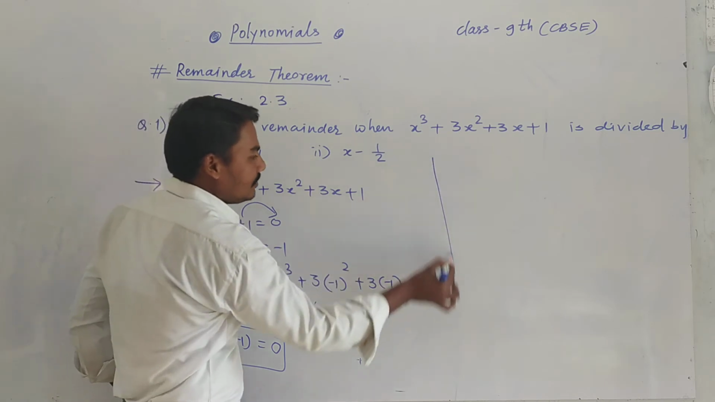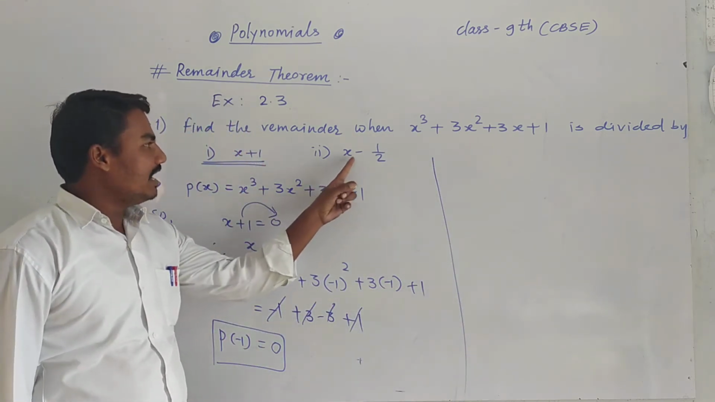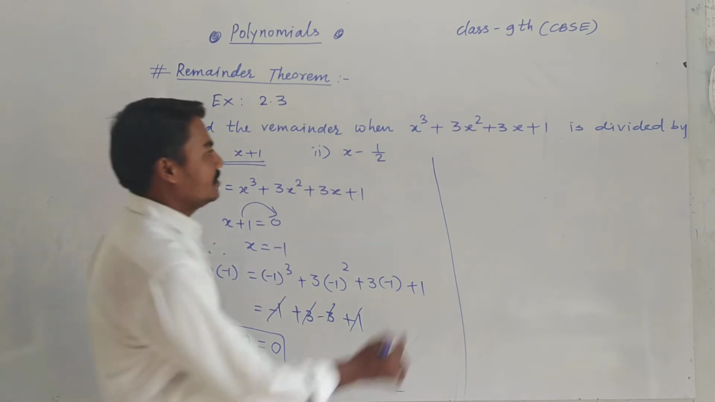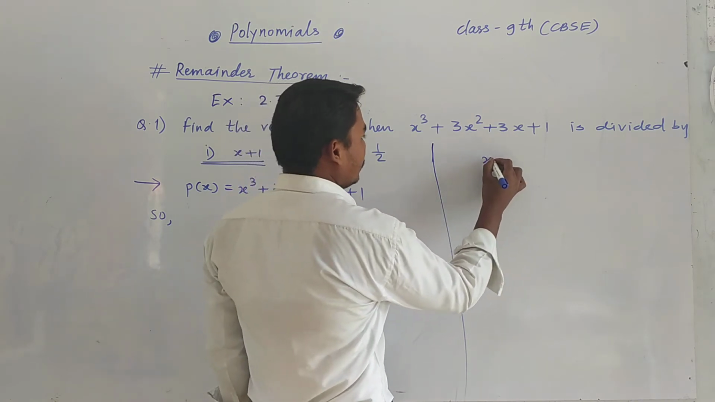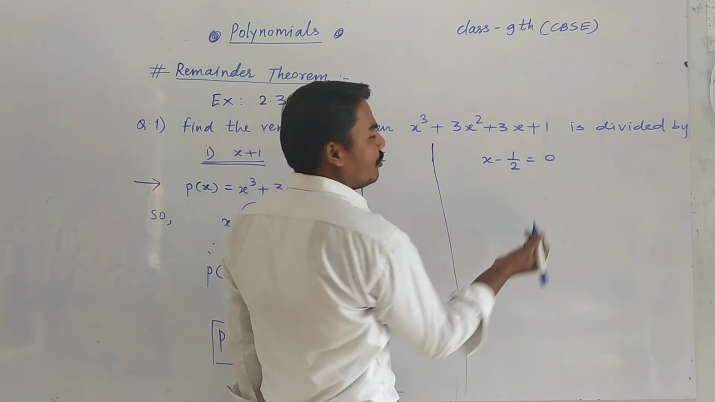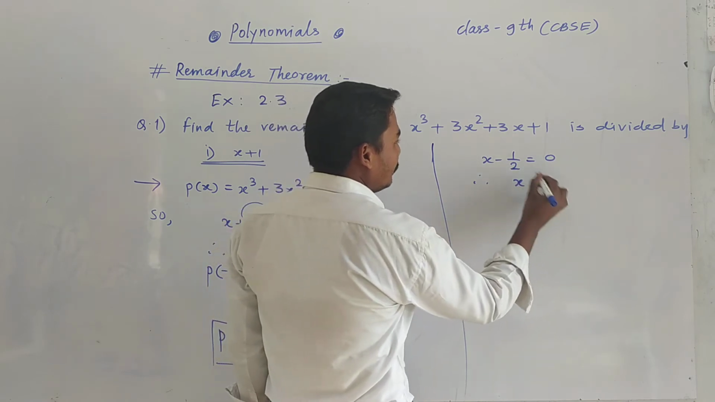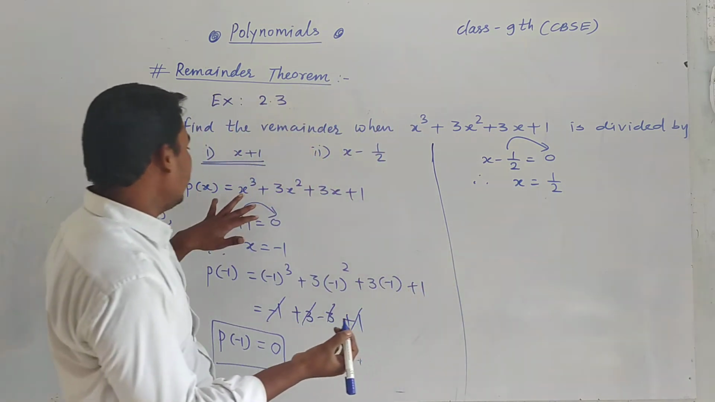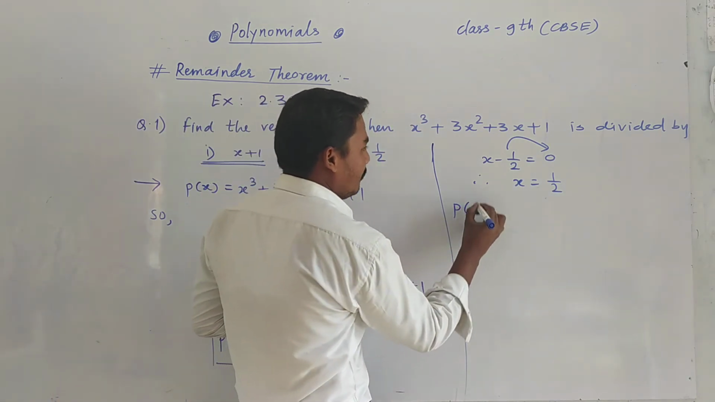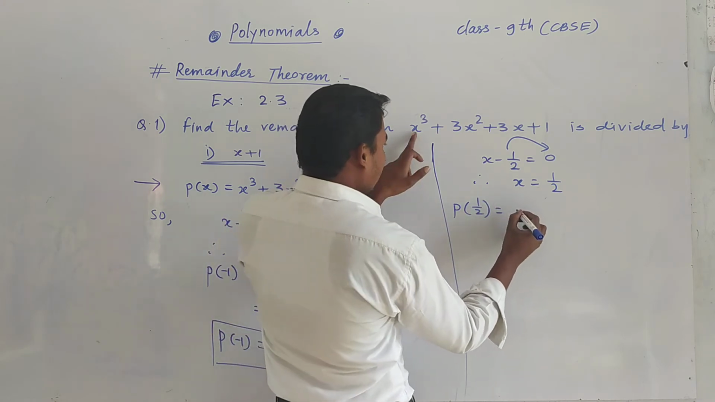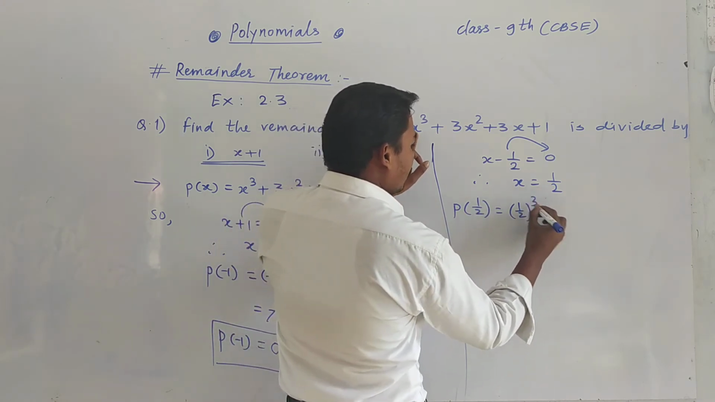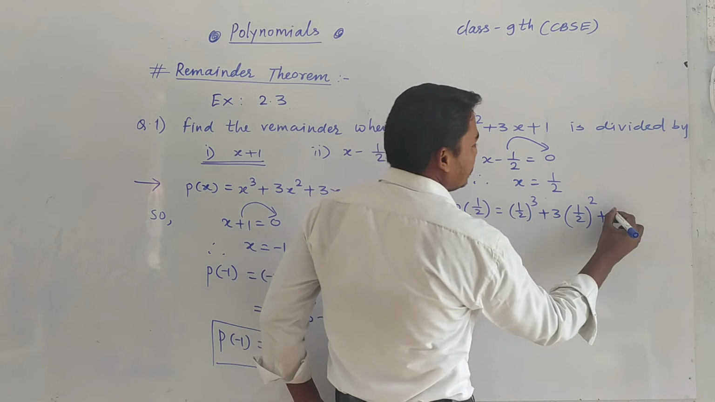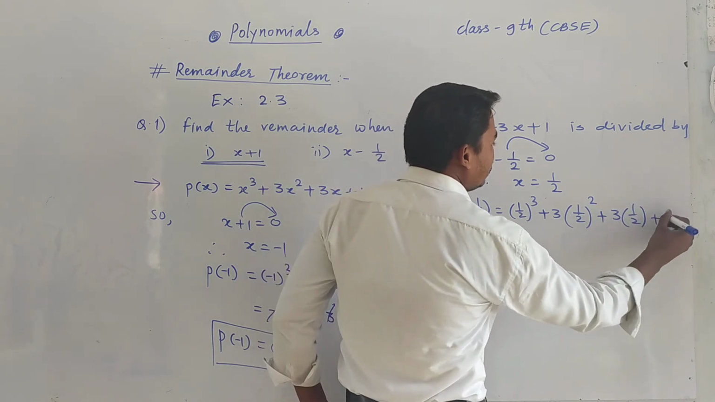Now, if this polynomial is divided by x minus 1 by 2, then what will be the remainder, we have to see now. For the linear polynomial x minus 1 by 2, we have to find the zero. So x is equal to plus 1 by 2. Put this value in our real polynomial. So P of 1 by 2 is equal to 1 by 2 cube plus 3 into 1 by 2 square plus 3 into 1 by 2 plus 1.